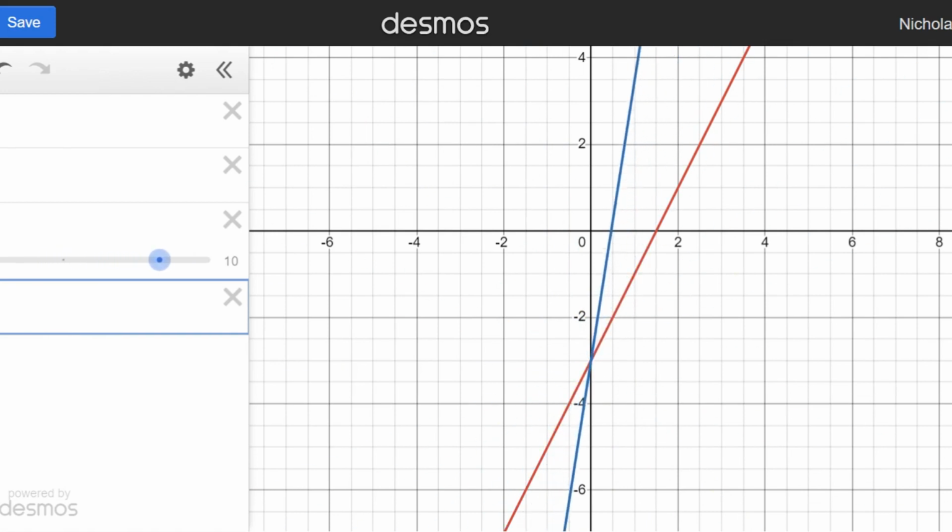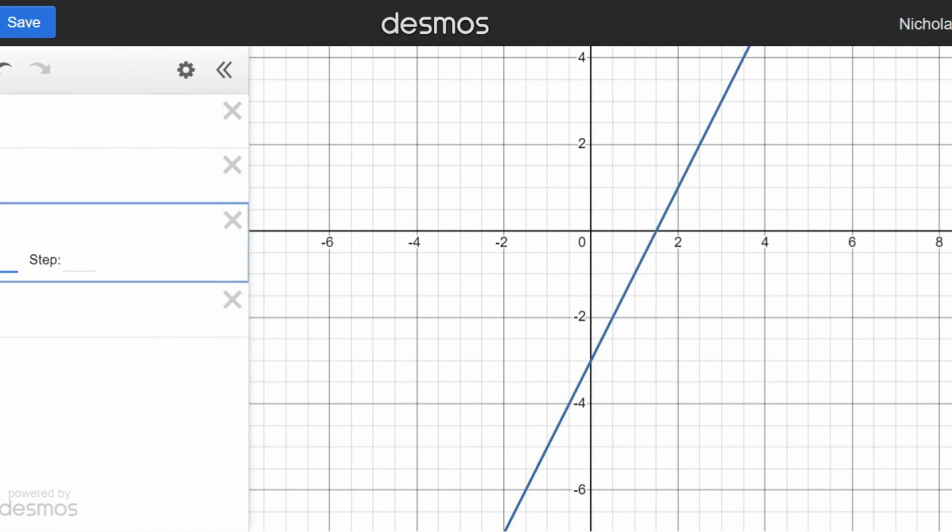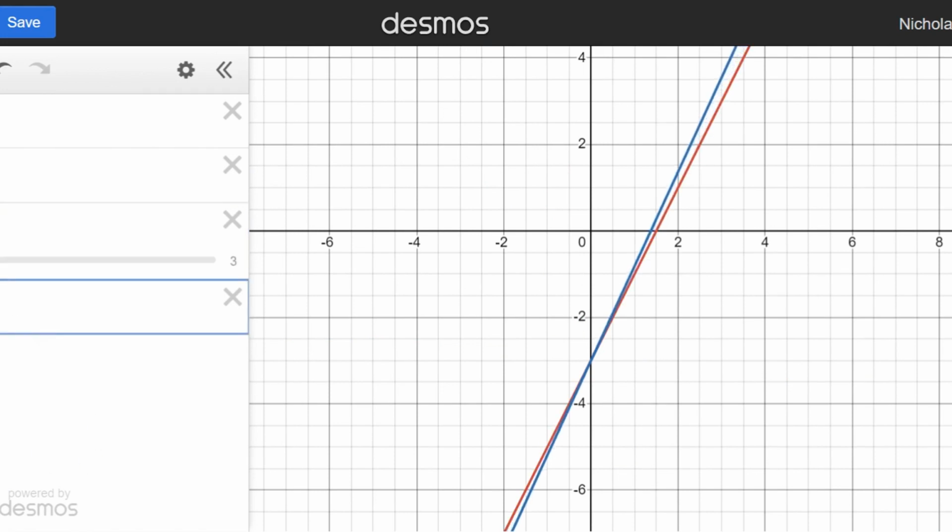Now, say if I didn't want this to go from a slope of negative 10 to a slope of 10, what I could do instead is I could click this and say I only wanted this to alternate between a slope of 2 and 3. I could just move back and forth between a slope of 2 and 3. Now, it doesn't just have to be slopes. It can be really anything I want to change.